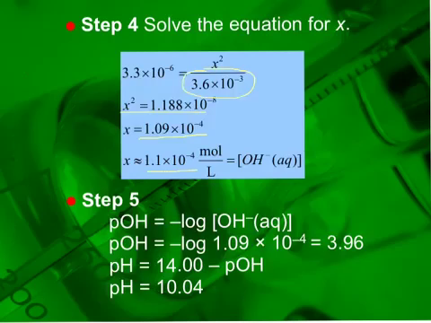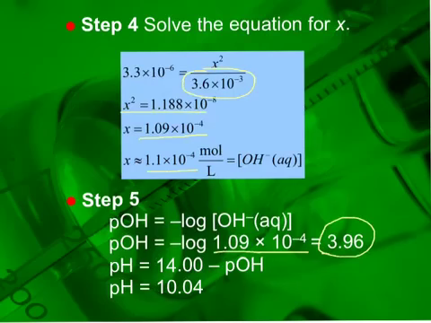Therefore, from that value, we can determine the pOH by taking the negative log of 1.1 times 10 to the minus 4, and we find that our pOH is 3.96. And the last step is to find the pH, and we can do that by 14 minus the pOH, and we find that the pH of our quinine solution is 10.04.